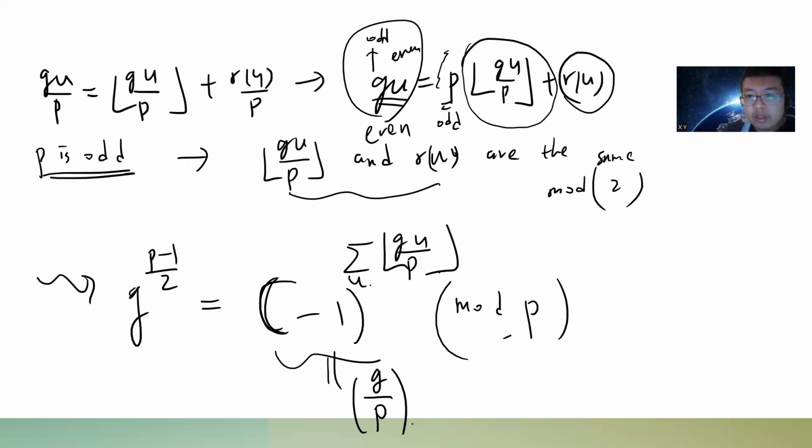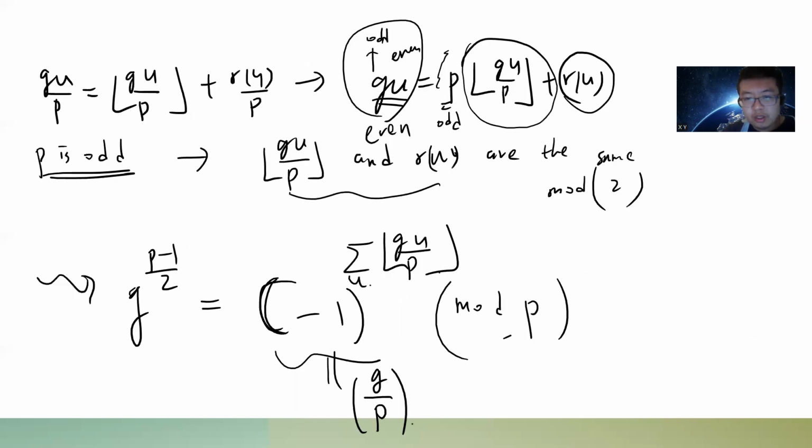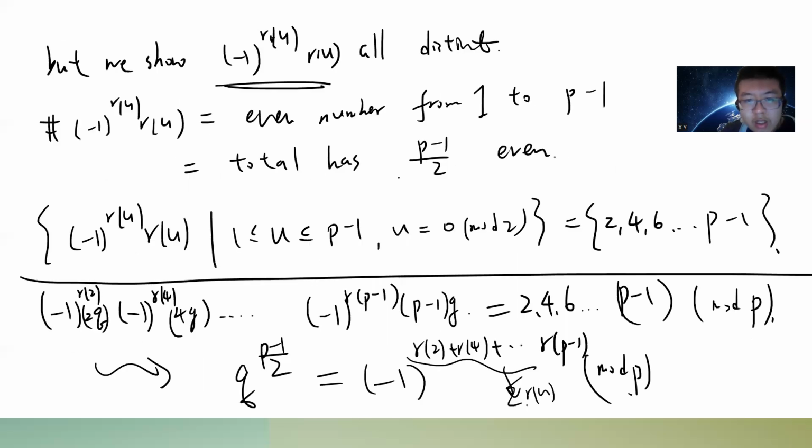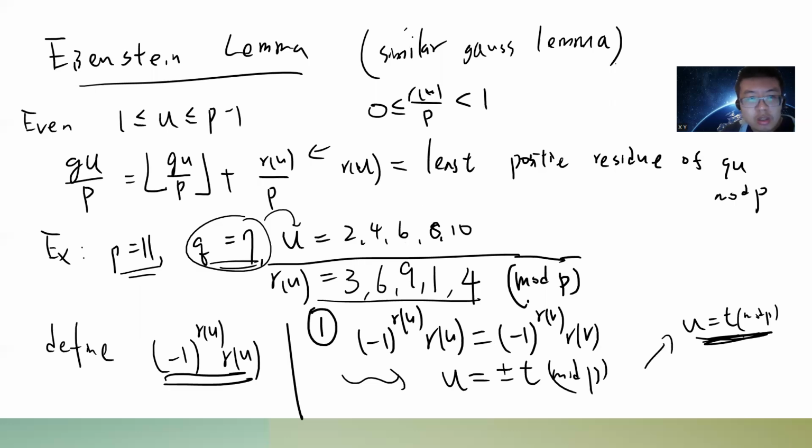So this is what I wanted to show, which is Eisenstein's lemma: the Legendre symbol of Q over P is just minus 1 to the sum of QU over P. So you take this and try to compute these results. I think once we have this, in the next video we can prove the Legendre reciprocal law. Okay, see you guys in the next videos.